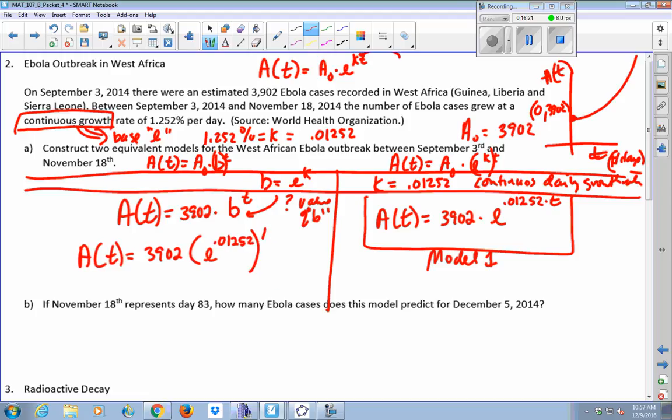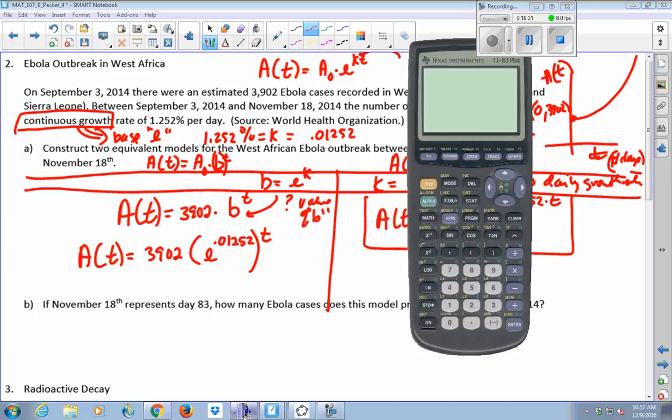0.01252 raised to the t. And there you go. You can see how they're exactly the same. If you wanted to put in a value for b, I would suggest, anytime you do any of these problems, you want to be as accurate and precise as possible. So keep as many decimal places as you want.